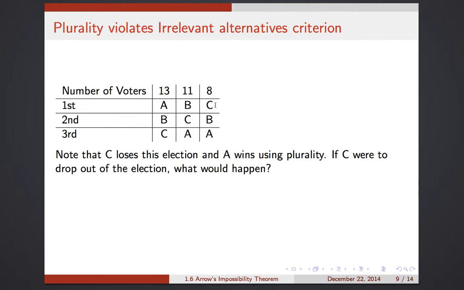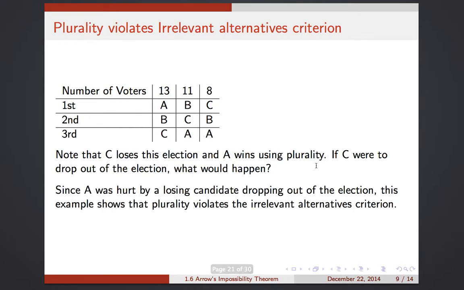Well, if C leaves, right, C drops out, these 8 people like B better than they like A. So if C disappears, these 8 people would now vote for B over A. So B now has 19 total first place votes, 11 from this column and 8 from this column. And 19 first place votes beats 13 first place votes. So B would now win if C drops out.